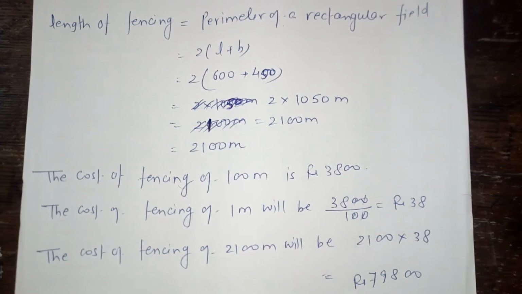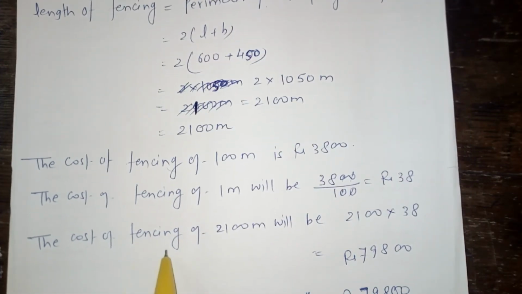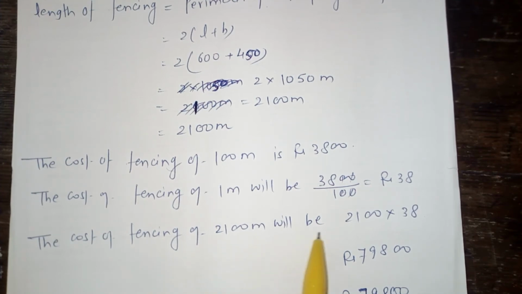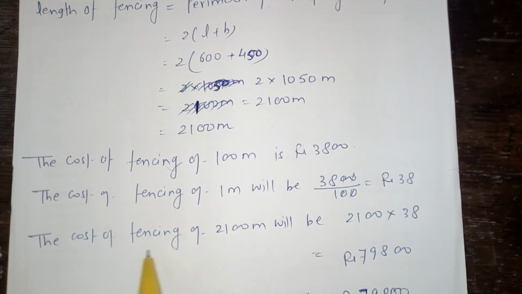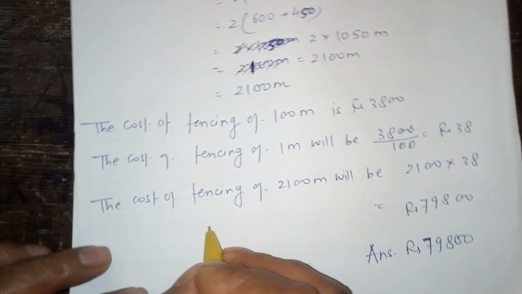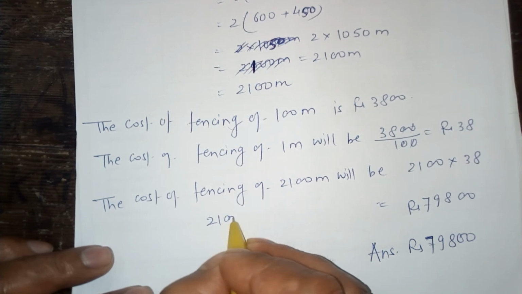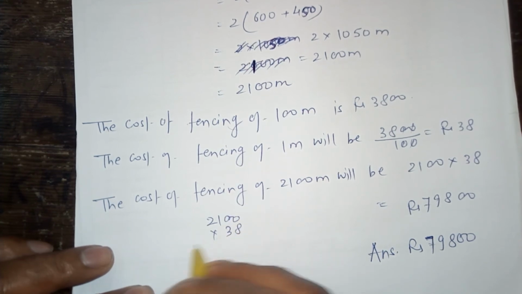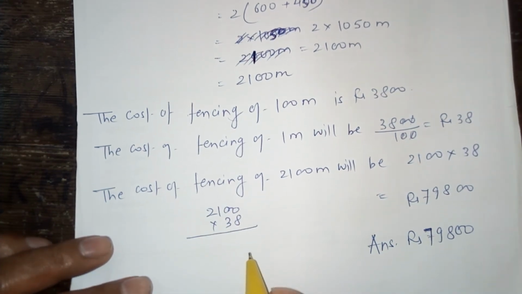Then the cost of fencing of 2100 meter will be 2100 into 38. Now look here, 2100 into 38. We will apply the multiplication procedure.